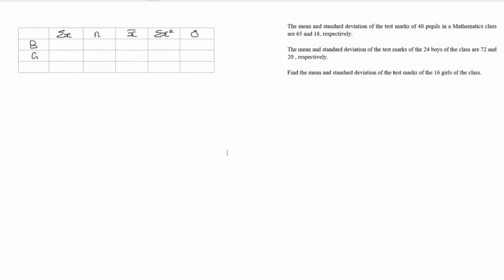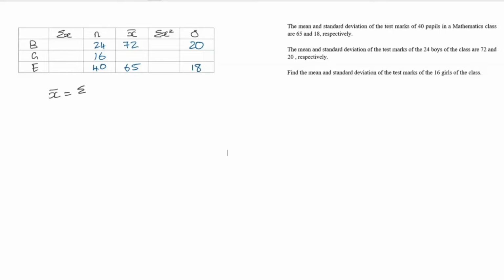So, reading through the question again, I should be able to substitute some of these values in. First, we know that there's 40 pupils altogether, so n for everybody is 40, and we know the mean, the x bar value, 65, and the standard deviation, 18. So all of this is in that first sentence of the question. We also know that there's 24 boys, their mean is 72, and their standard deviation is 20. And the last bit of information that we were given is that there's 16 girls in the class. Okay, so in blue is all the information from the question. We can deduce a lot from here.